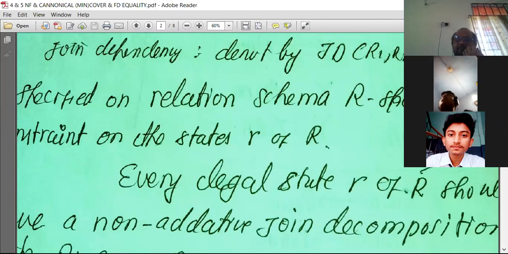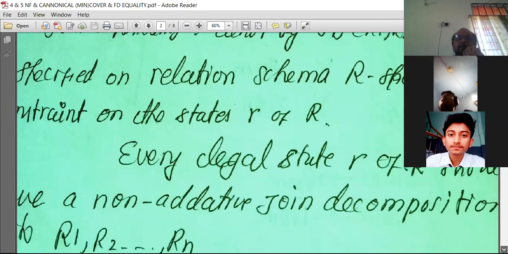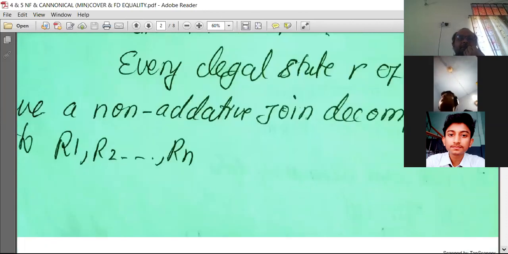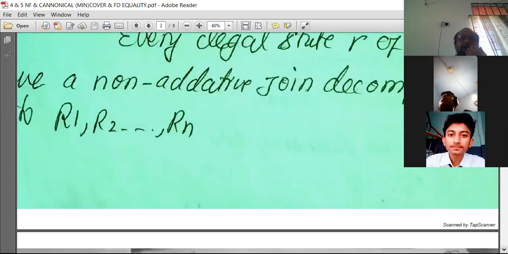If the relation schema R specifies a constraint on the states r of R, every legal state r of R should have a non-additive join decomposition. Which type of decomposition? If n tables are given and we join all the tables, then we should get a non-additive join decomposition. That means a lossless join decomposition, with no additive join. Then only can the table be in 5NF.